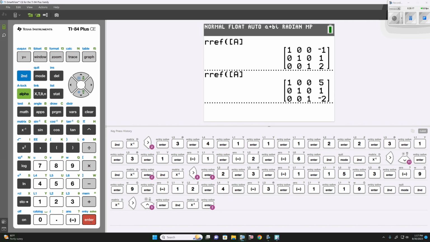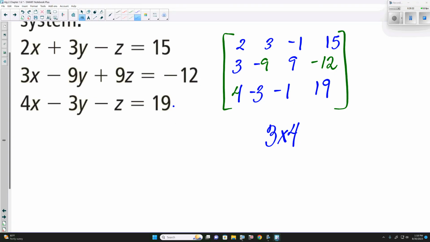So what is our solution? And that's the solution.